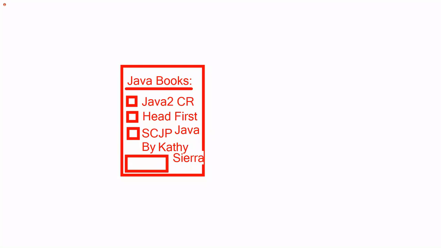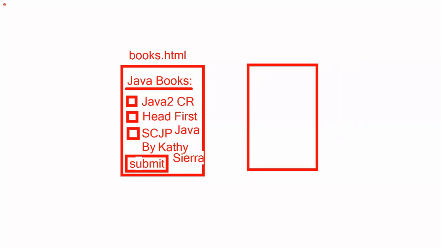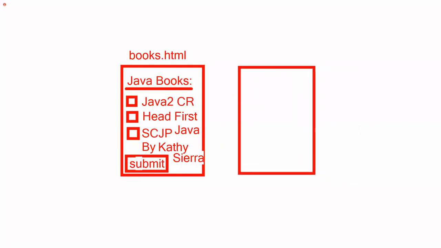It is one submit button. Here, books.html, one HTML page. Here one servlet. When you click on the submit button, one servlet is executed. Suppose this servlet name is SetCookie.java.